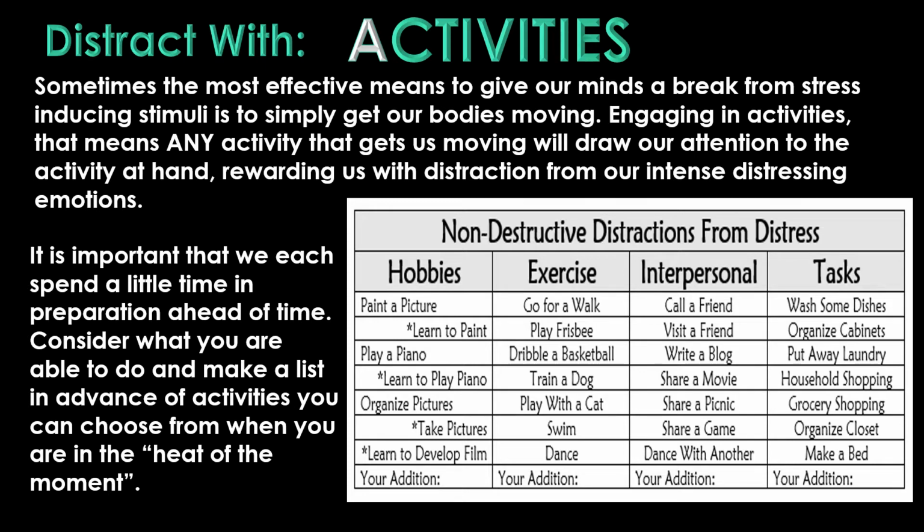The first column is hobbies. You might want to paint a picture or learn to paint. How about playing the piano or learn to play the piano? Organize pictures, take pictures, learn to develop film. And what is your addition? How about exercise? Go for a walk, play frisbee, dribble a basketball, train a dog, play with a cat, swim, dance, and your addition.